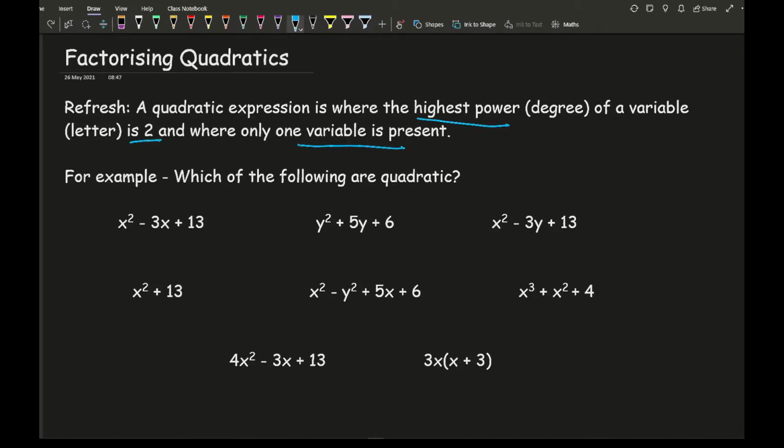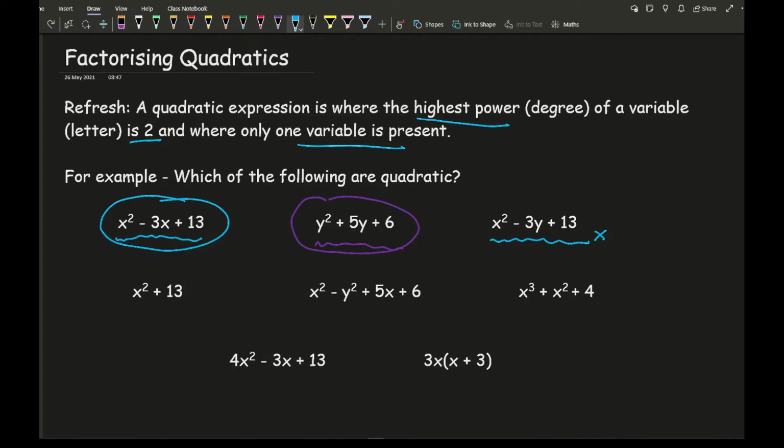So looking at this first one here, you can see that our highest power is x squared and we've got x's, we've got no other letters, so this is a quadratic expression. Looking at this one here, let's use a different colour. So looking at this, we've got y squared, so the highest power is 2, which is squared, and we've only got one letter, which is y, so that is also a quadratic. Looking at the next one here we can see that our highest power is 2, but we have got 2 letters. We've got x and a y, so that there is not quadratic.